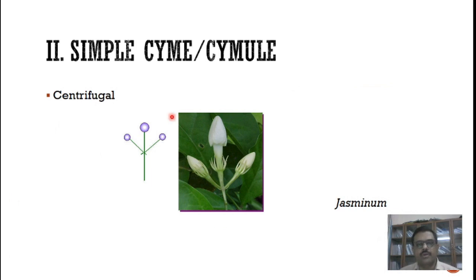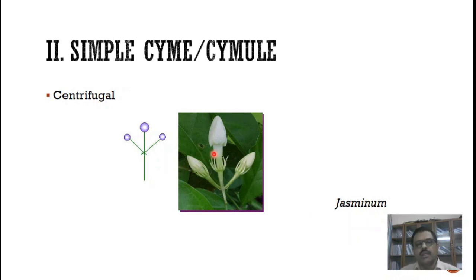Now the second type is called the simple cyme or cymule, which is the most basic of the cymose arrangements. Here we find what we have mentioned earlier as the centrifugal succession, where older flowers are at the center and younger flowers are at the sides or the periphery, as can be seen in jasmine.